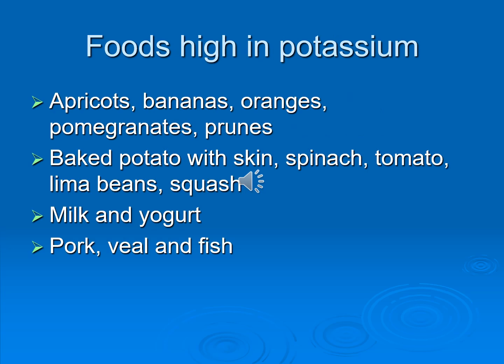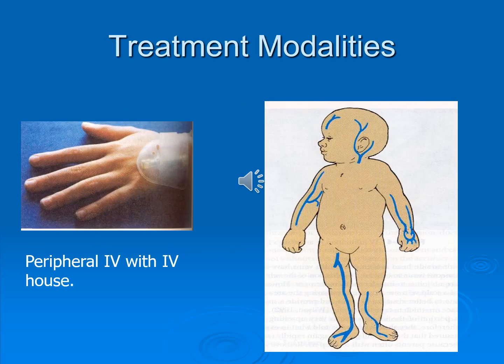What are some foods high in potassium? You have things like apricots, bananas, oranges, pomegranates, prunes, baked potatoes with the skin, spinach, tomato, lima beans, squash, milk and yogurt, and then pork, veal, and fish. So anytime you are dealing with clients who have a low potassium level, you may want to look at their cultural practices, food preferences, and things like that.